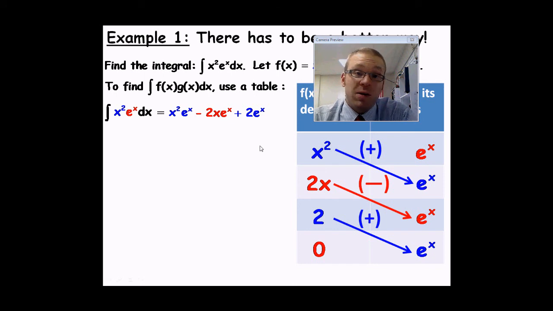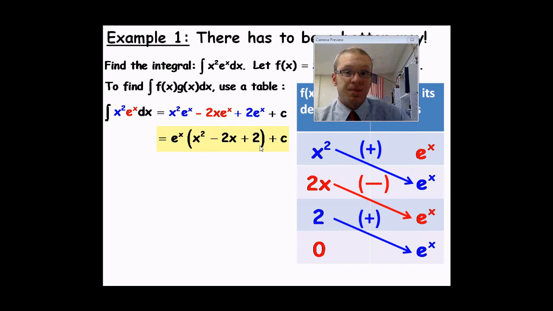The only thing we need is our constant of integration, and to make it look a little more algebraically pleasing, I'm going to change this to e to the x times the quantity x squared minus 2x plus 2, which will match up to what you had in your notes yesterday.